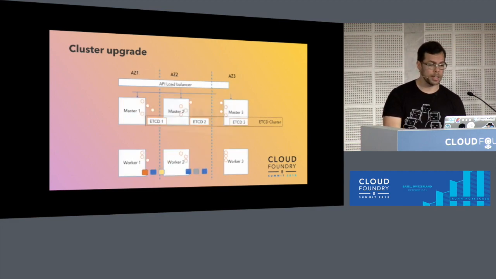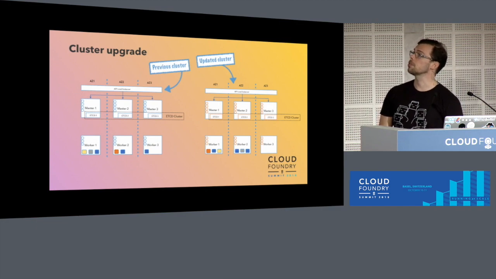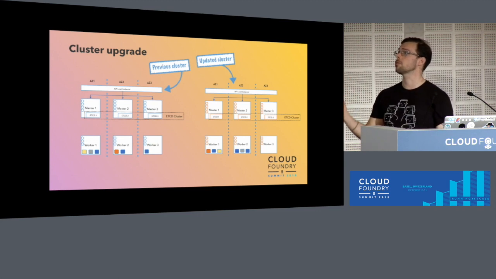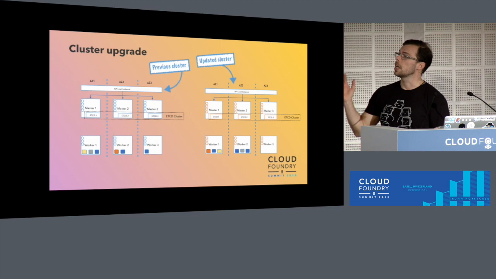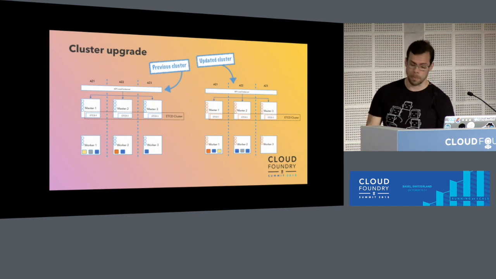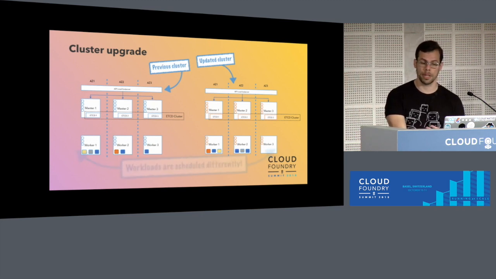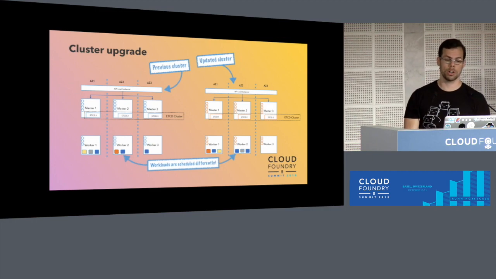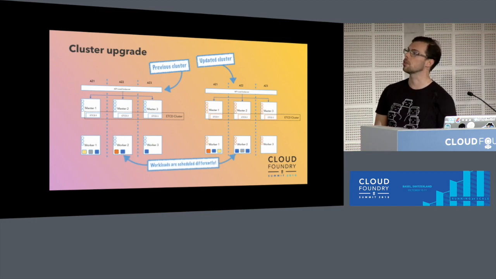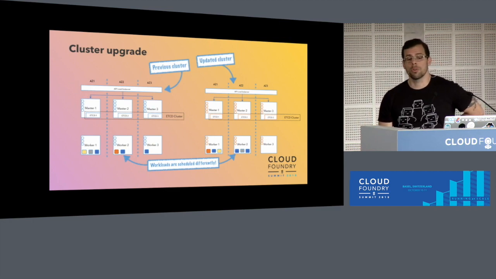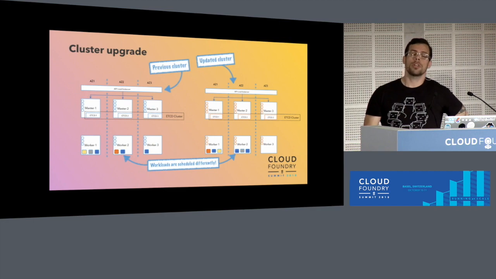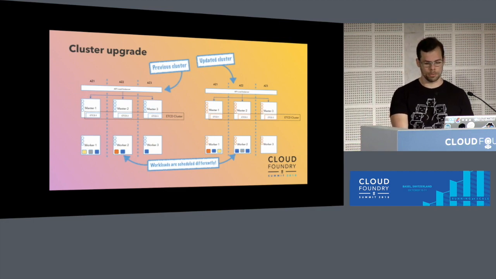Let's look at the differences between the previous cluster and the updated cluster. Basically, they are the same. They look the same. They have a different version of Kubernetes potentially running. And one thing that you might be aware of is that the workloads are scheduled differently than the original previous version. So you have to keep in mind that to avoid workload downtime, you should have at least two replicas of each pod that you're running on the workers.